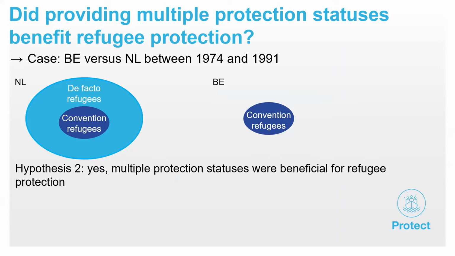Our second hypothesis, however, says yes, through establishing multiple protection statuses, people who would otherwise not fall into the scope of the Geneva Convention at least get some protection, instead of no protection at all. For the Dutch and Belgium case, if this hypothesis turns out to be true, this would mean that the Netherlands had a better refugee status arsenal between 1974 and 1991, while Belgium operated a restrictive recognition policy.